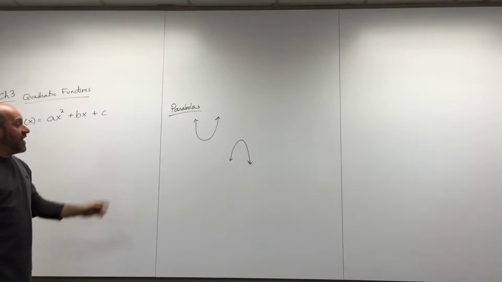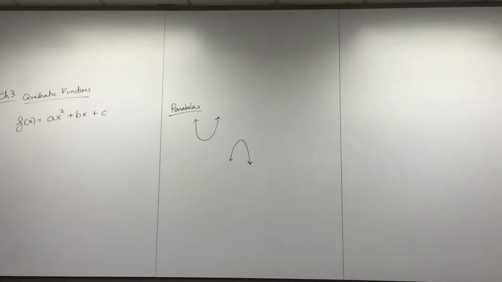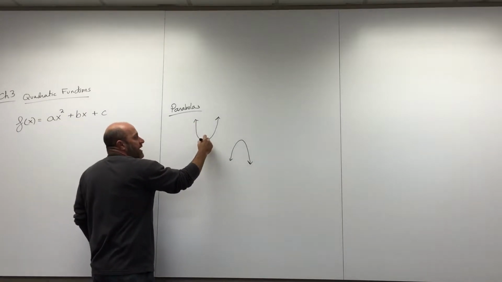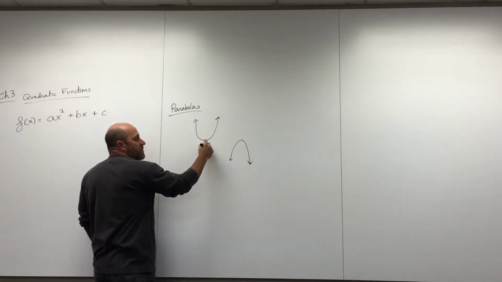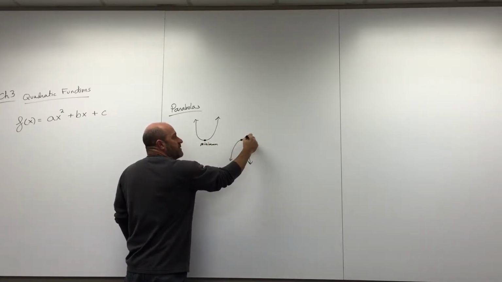And I think you might already be able to tell me what makes it open up or open down. What's positive? Thank you. That a, that leading one. It's not about the b or the c. It's about that a. If that a is positive or negative, it opens up or opens down, right? And when it opens up, this point could be called a minimum. When it opens down, you could call this point a maximum.